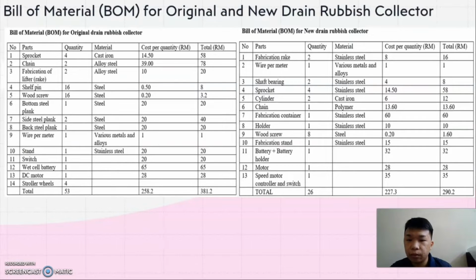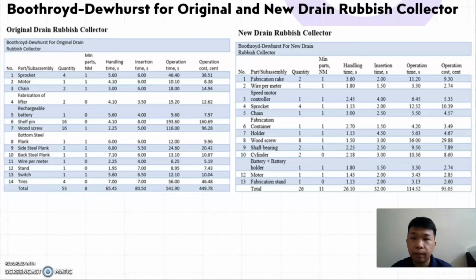So from the BOM, which is a bill of material for the original and new drain rubbish collector, we can know the parts, quantity, material, cost per unit, and total price for both. We can do the comparison between both. The new design uses less total quantity. Materials have changed as well based on the requirement. The total price for the new one is cheaper than the original one.